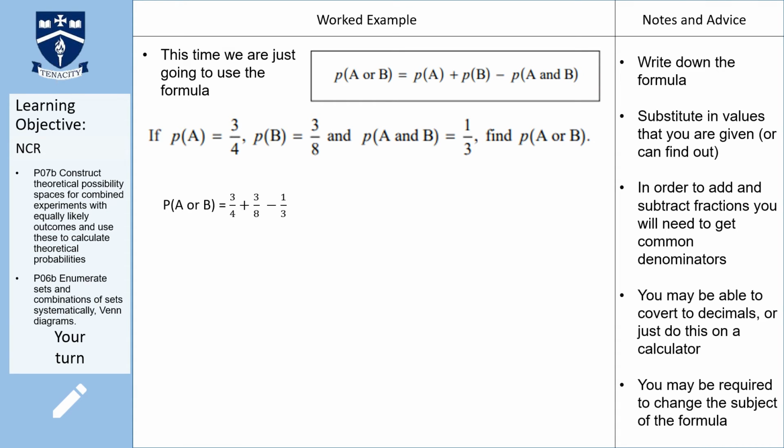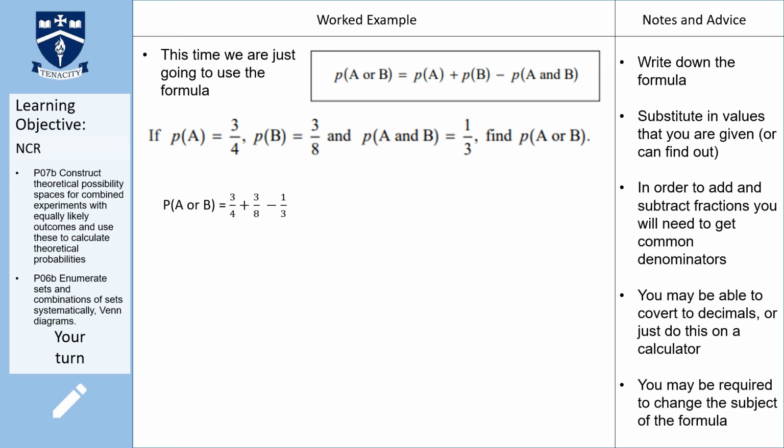So in this first instance, I'm literally putting those numbers in. I'm told what the probability of A is, it's 3 over 4. I'm told what the probability of B is, it's 3 over 8. I'm adding those together. I'm told what the probability of A and B is, it's a third, and that's what's being subtracted. Now I could go off and type that into a calculator straight away. This could also be in a decimal format as well. It doesn't make any difference.